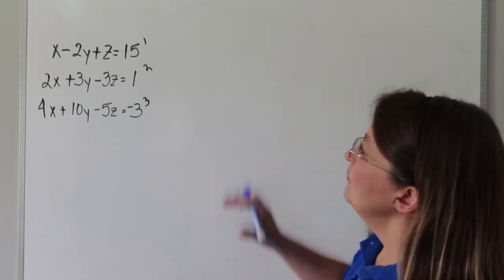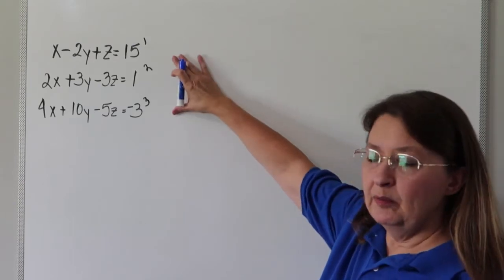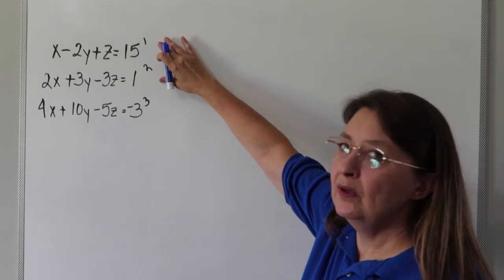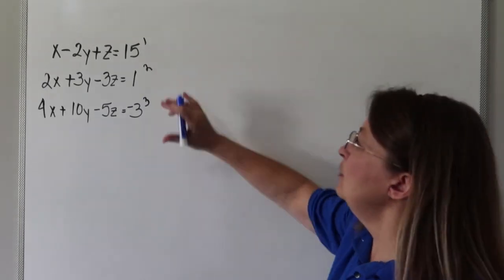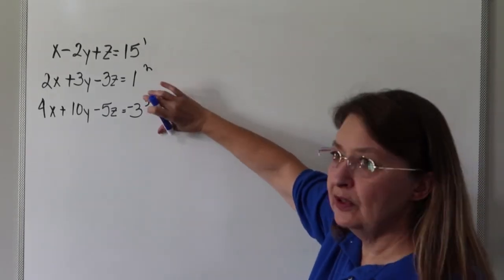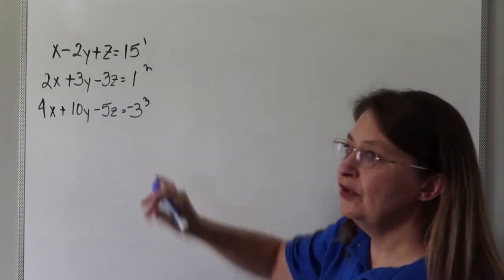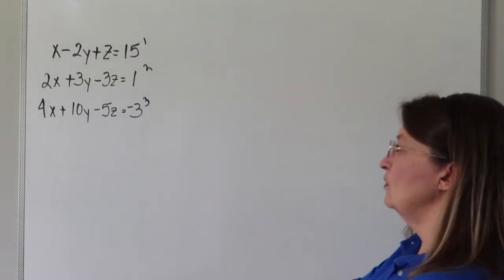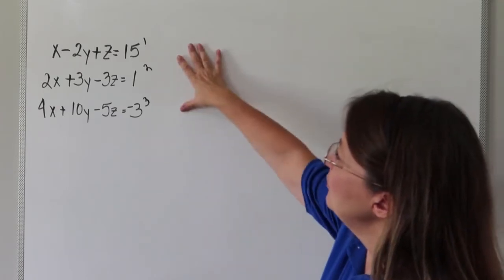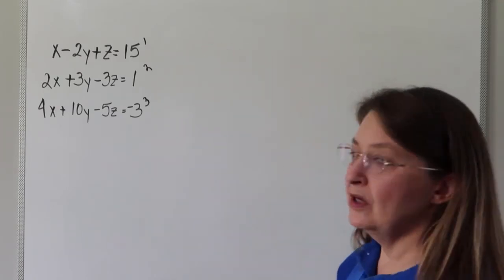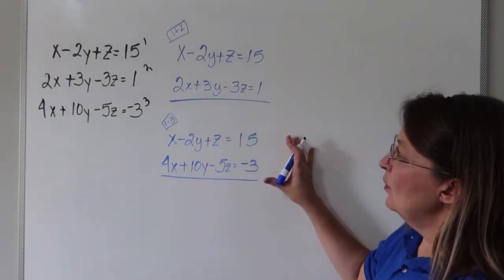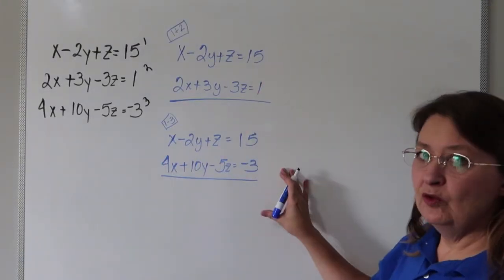What we're going to do is pair these up. That's step number 1. And I'm going to pair 1 and 2 and 1 and 3. You could pair 2, 1, 2, 3. You could pair 3, 1, 3, 2. It doesn't matter as long as you make 2 pairs out of these 3 equations. So let me come over here and write my pairs together, and then we'll move on to the next step. Here are the equations paired up, 1 and 2 and 1 and 3.